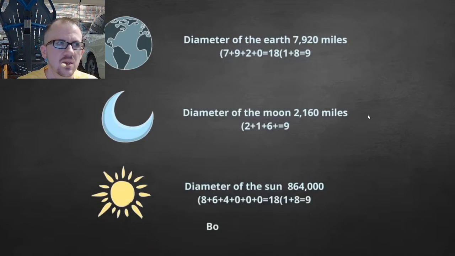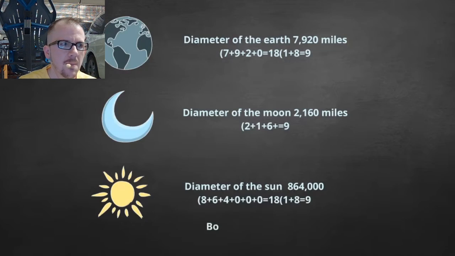All right. So what else in nature equals 9, aligns with 9? Well, let's go out into space. The diameter of the Earth is 7,920 miles. 7 plus 9 plus 2 plus 0 equals 18. And 1 plus 8 equals 9. The diameter of the moon is 2,160 miles. Now, I was just talking about the 2,160 when I was talking about the precession of the equinox, when I was talking about the zodiac signs. Science itself has said the closest measurement we have to the diameter of the moon is 2,160 miles.